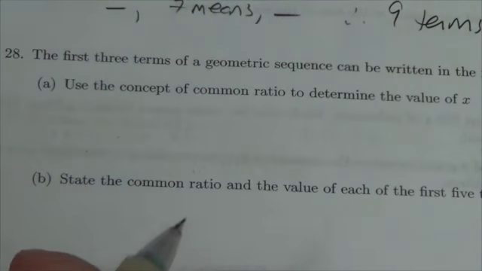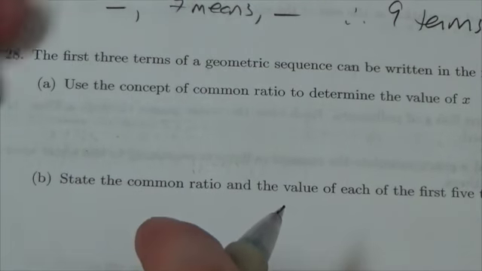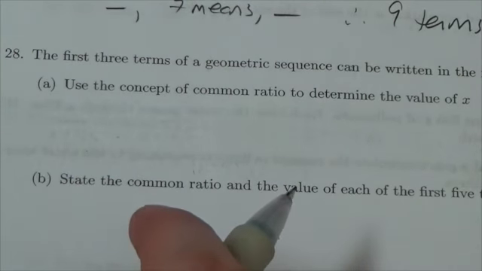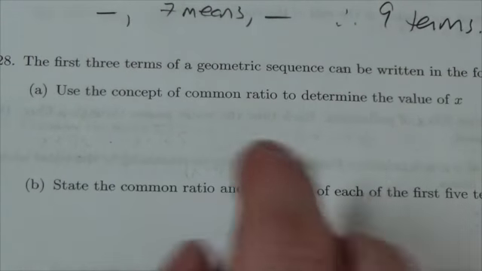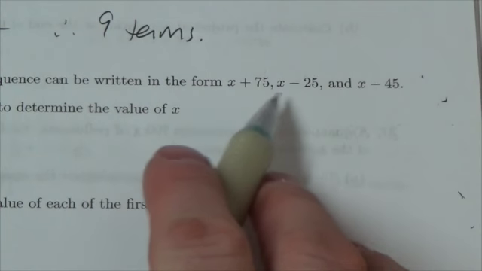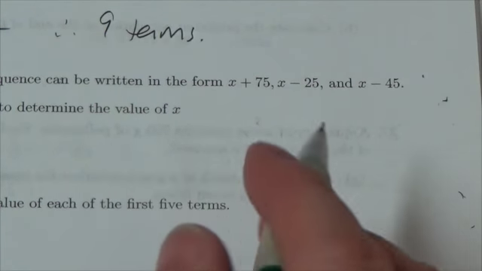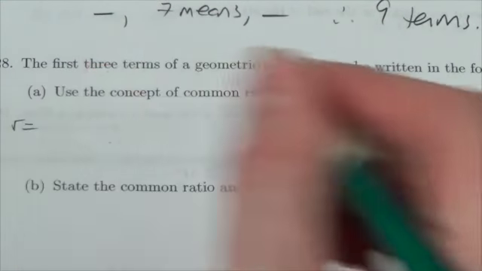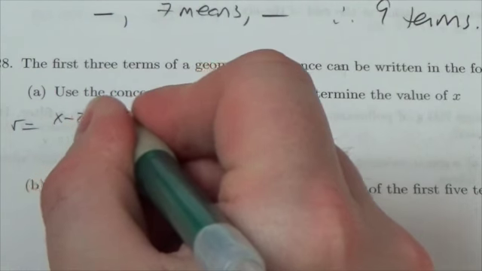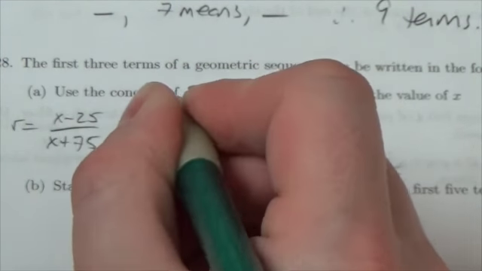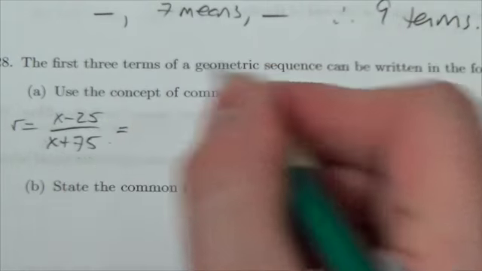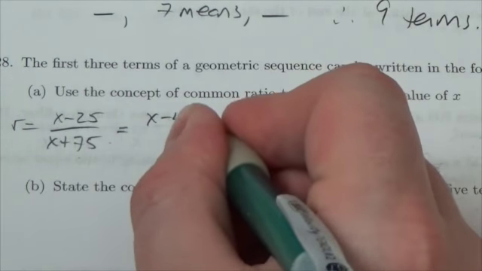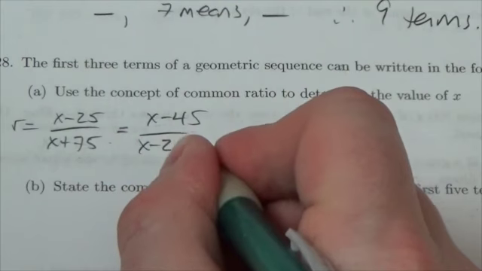All right, question 28. This is very similar to one of the questions with the arithmetic sequences. It's just that in this case, instead of using the common difference in a sequence with algebraic expressions, we're going to use the common ratio. What that means is, in order to figure out what the r value is, I'm going to take the second term and divide it by the first term. Now that is going to be equal to the third term divided by the second term.